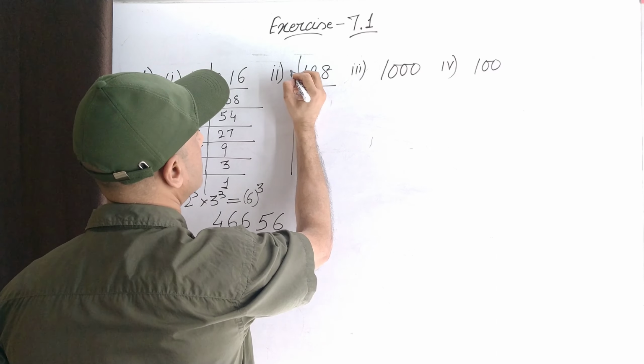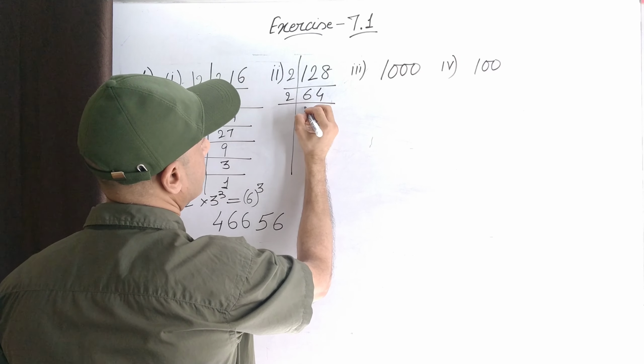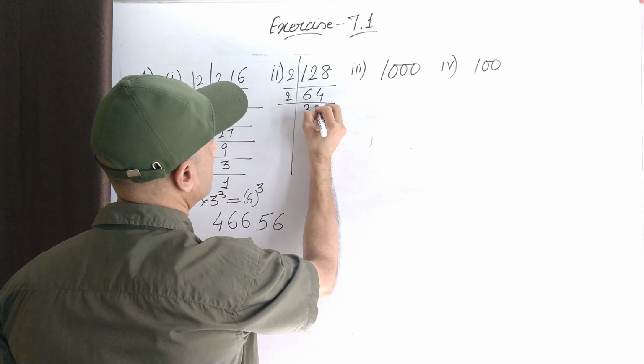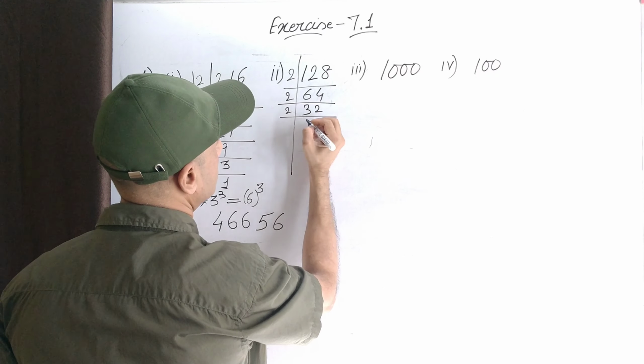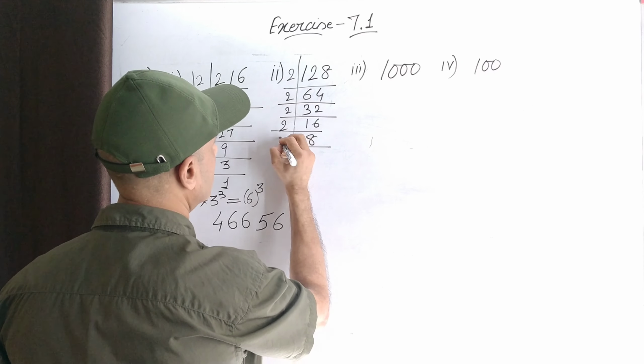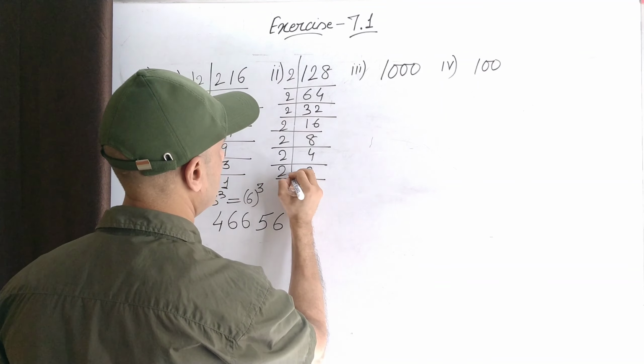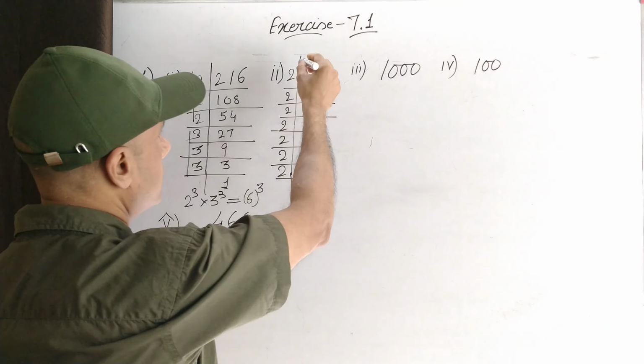Same way, let's take the next number. Let's start again with 2, we get 64. Again with 2, we'll have 32. Again with 2, we get 16. Again with 2, we'll get 8. Again with 2. So we have completely divided this number.